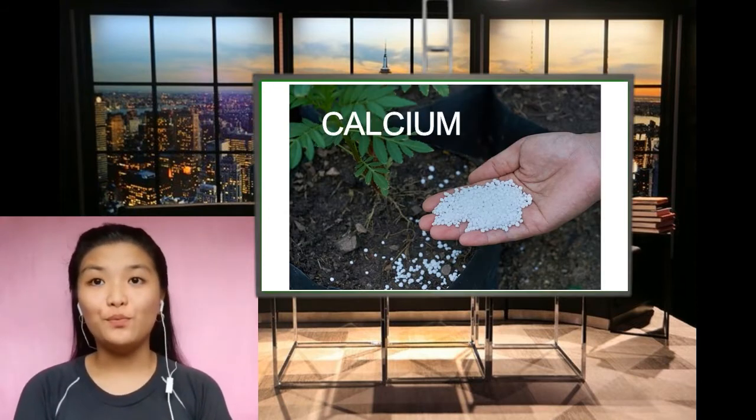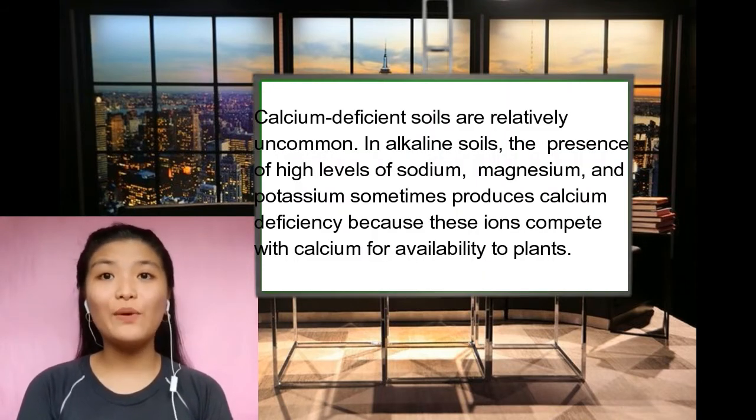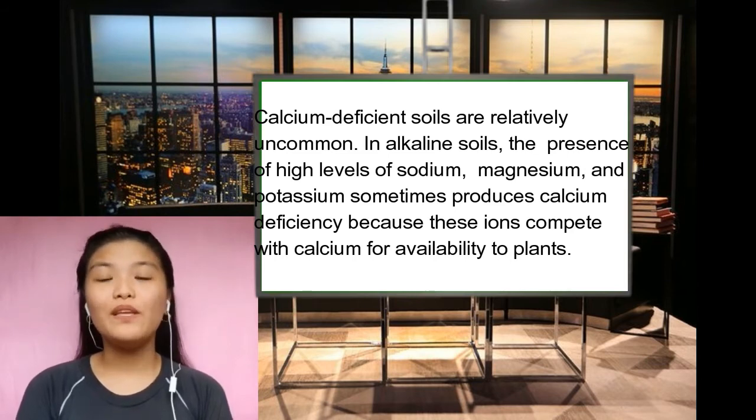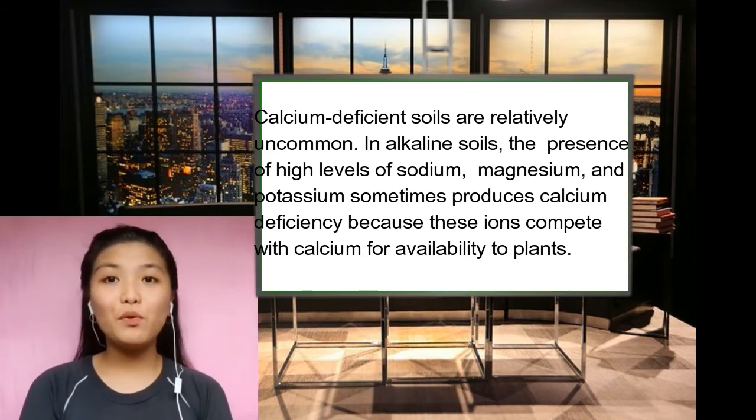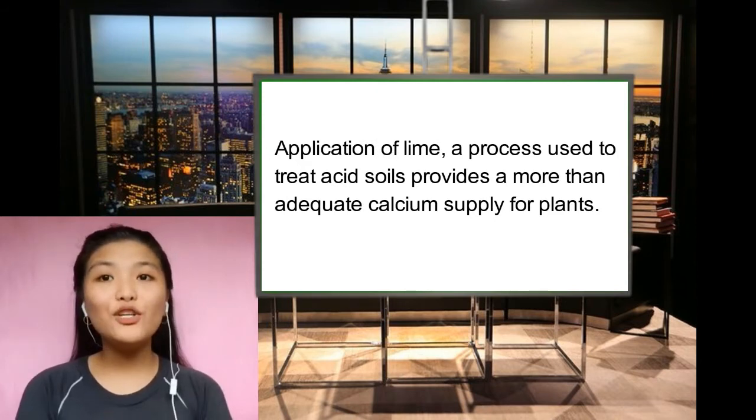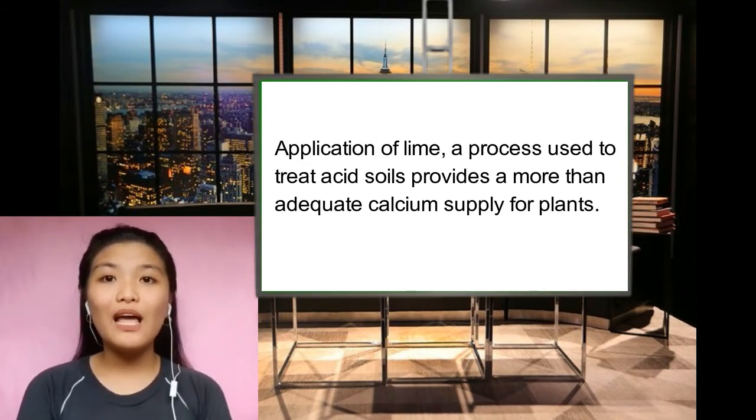First is the calcium. Calcium-deficient soils are relatively uncommon. When we say calcium-deficient soil, ito yung soil or yung lupa ay kulang sa calcium. So, in alkaline soils, the presence of high levels of sodium, magnesium, and potassium sometimes produces calcium deficiency because these ions compete with calcium for availability to plants. Application of lime, a process used to treat acid soils, provides a more than adequate calcium supply for plants. So, nag-a-apply ng lime in order to provide calcium sa plants.